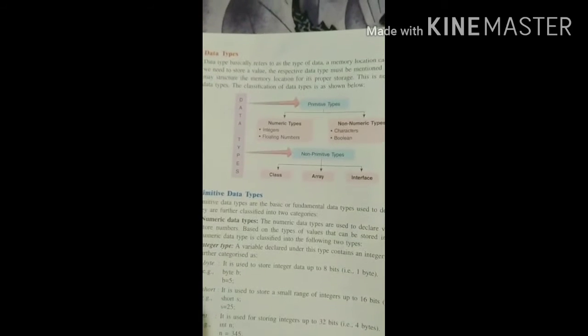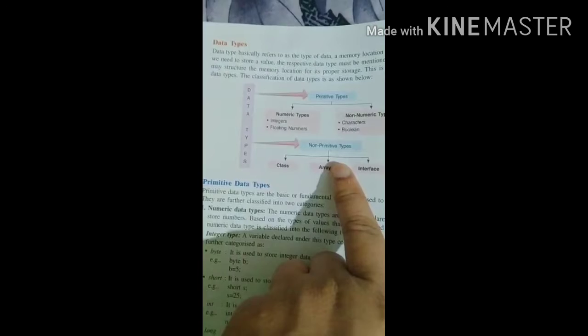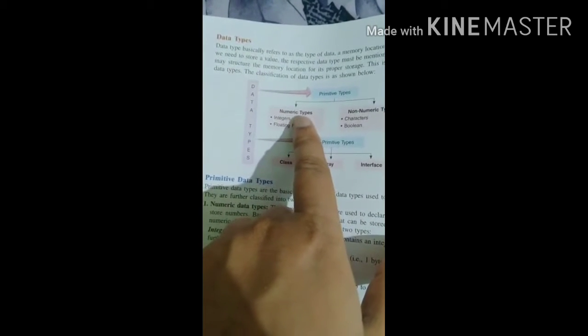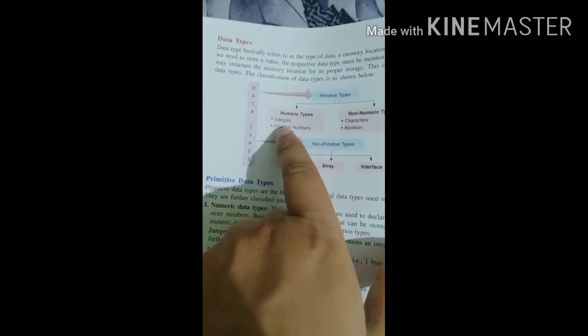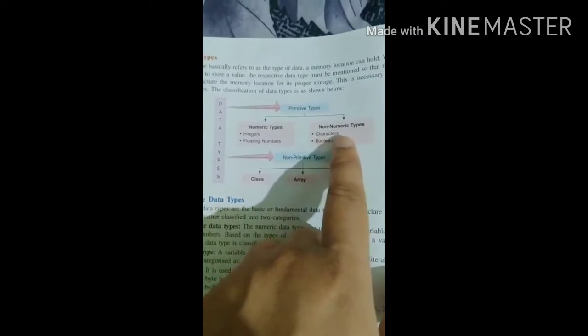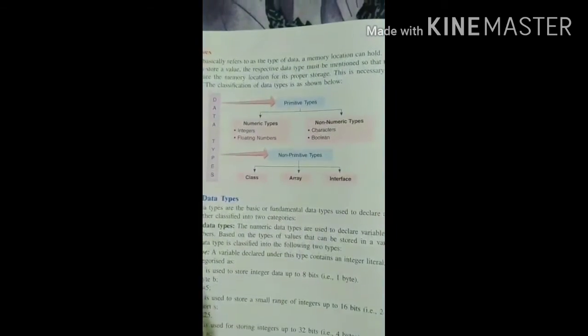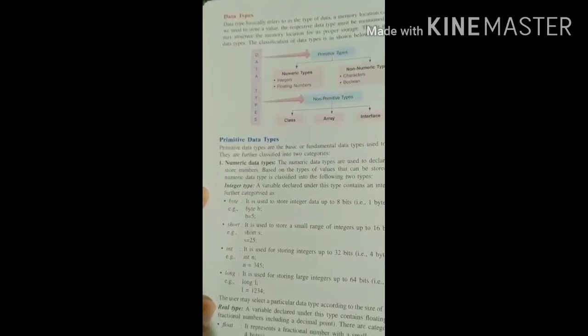Data type. We have two types of data types. One is primitive data type and the second is non-primitive data type. Numeric primitive data types are integer and float numbers, and non-numeric types are characters and booleans. Non-primitive data types are class, array, and interface. First of all, we will understand primitive data types, starting with the numeric data types.